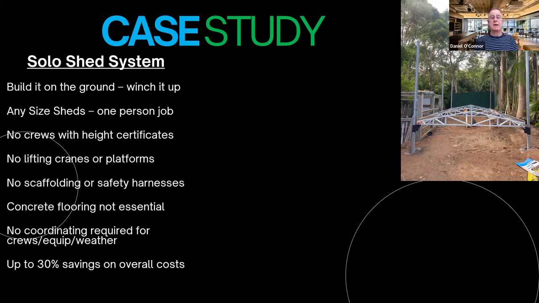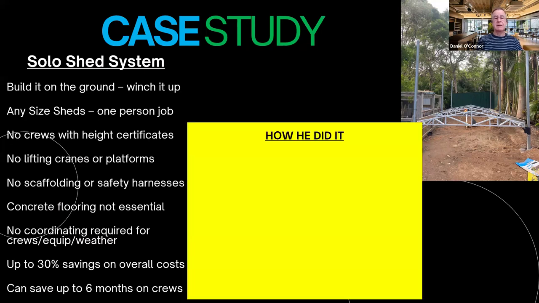Very easy to do. Now, that can save up to 6 months on crews as well. Because sometimes they need to coordinate, sometimes they need to cut a road in there to get cranes in. There's all sorts of problems with big structures that this eliminates. So how did David do it? Based on this system, how did he get funding? Well, I'm going to tell you how he did it.